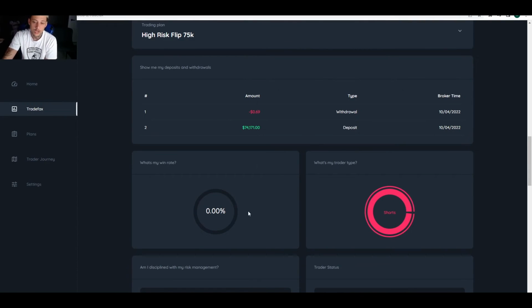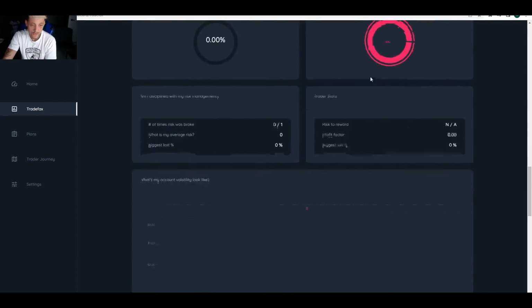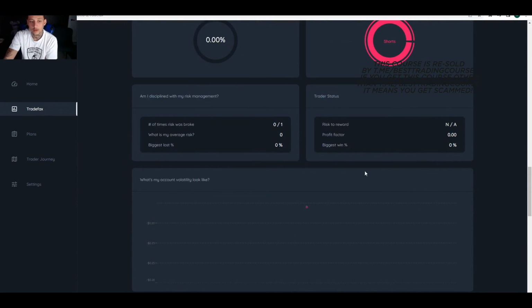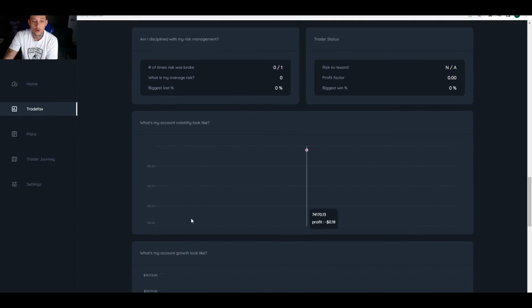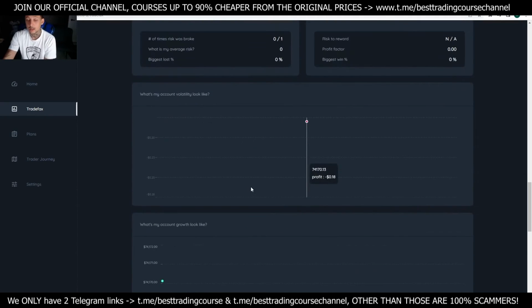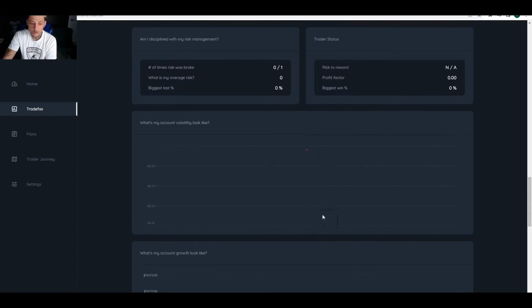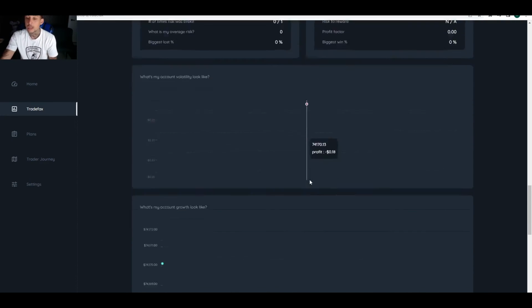So down here you're going to have your win rate, what type of trader you are, which is mainly shorts at this point in time, and then you have everything else over here, all the statistics. Now, this tab is what's my account volatility. What does my account volatility look like, right? It's basically going to show you what the volatility and profits look like on a day-to-day basis. If I were to have enough trade data on this page, it'll show, say, 20K profit and then 20K loss, and basically show you what your fluctuation in P&L looks like.